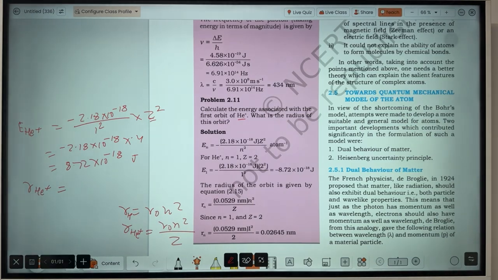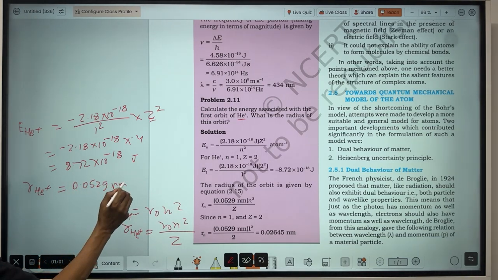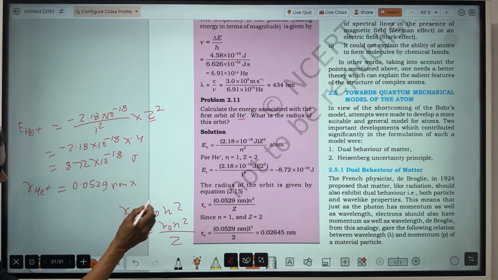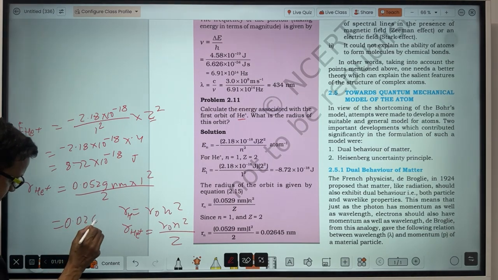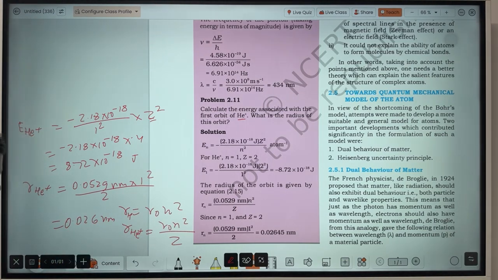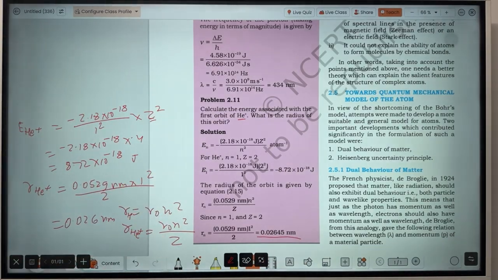R naught is 0.0529 nanometer. That one into 1 square, since it is the first orbit, upon Z which is 2. So you divide: 0.0529 divided by 2 will be 0.02645 nanometer.